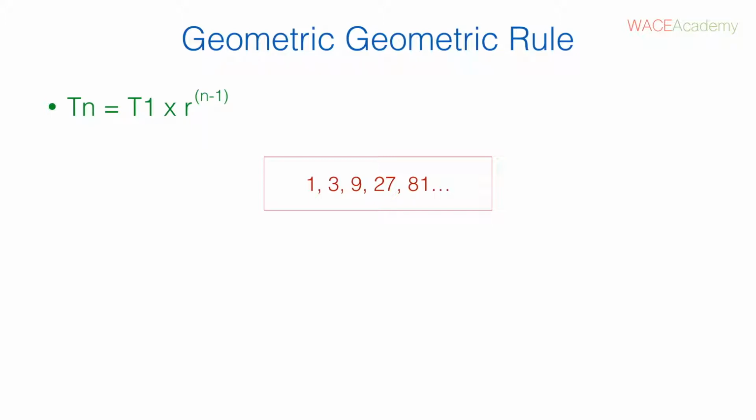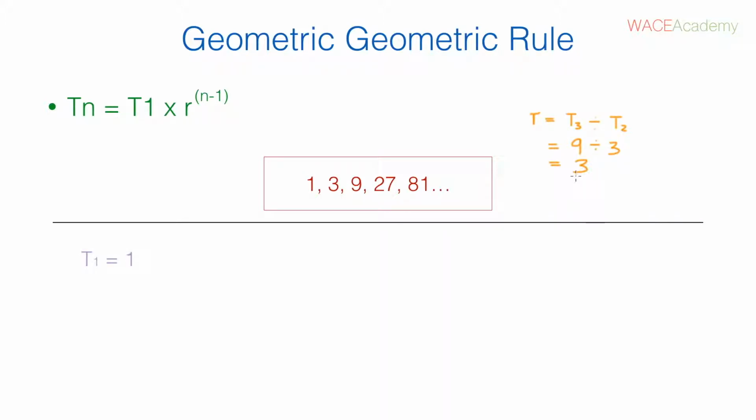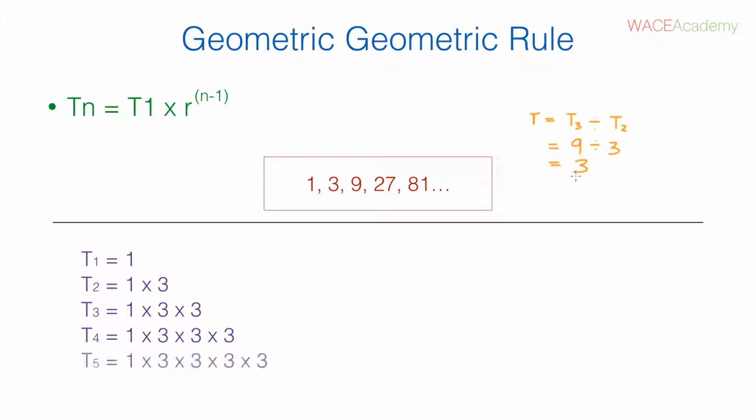I'll show you in a second how this formula works, but first let's find R. Using the second and third terms, 3 and 9, 9 divided by 3 is 3, so R is equal to 3. So now back to our formula. We know that T1 is equal to 1, T2 is equal to 1 multiplied by 3, T3 is equal to 1 multiplied by 3 by 3, T4 is equal to 1 multiplied by 3 by 3 by 3, and T5 is equal to 1 multiplied by 3 by 3 by 3 by 3.